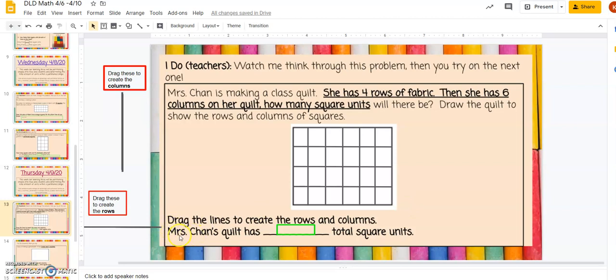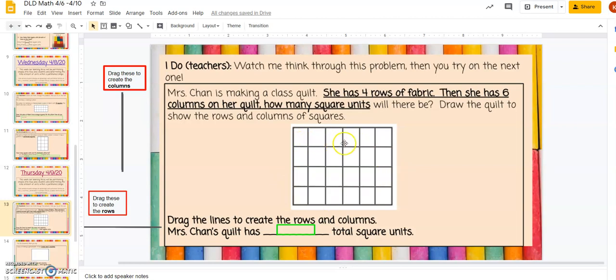Now I need to answer my sentence. Mrs. Chan's quilt has blank total square units. I know that means to count what's inside. How many pieces is Mrs. Chan's quilt divided into? So there are lots of different ways you can do this. So I'm hoping to see you guys explore these different ways. You could just count all of them. So that's the first way.